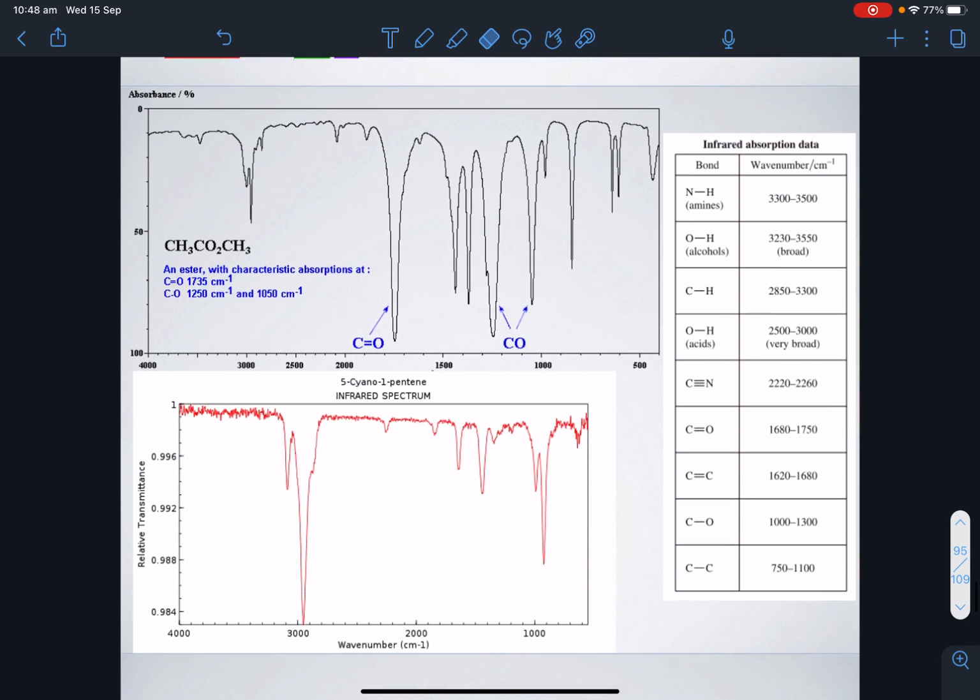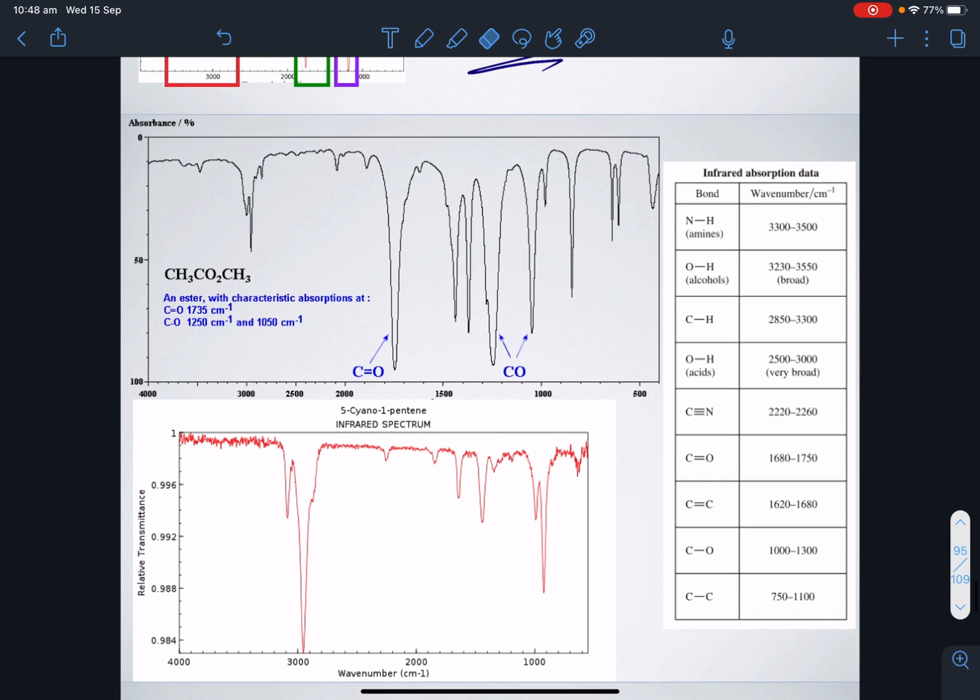Okay, so here's a couple more examples. Here I've got, I think it looks like a carbonyl. Oh no, it's an ester. CH3CO2CH3. So it's methyl ethanoate, isn't it? From that formula. But if you didn't know the formula, you'd see your carbonyl stretch and your carbon-oxygen ones there.